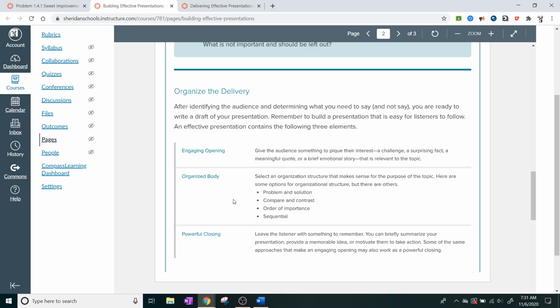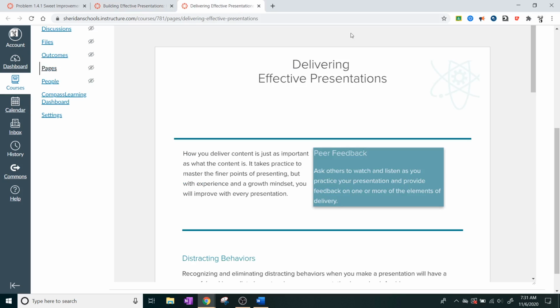The organized body, the main reason people miss that is because they usually lack organization. They don't prepare effectively. So there's a couple of other things to do about specifically the delivery.